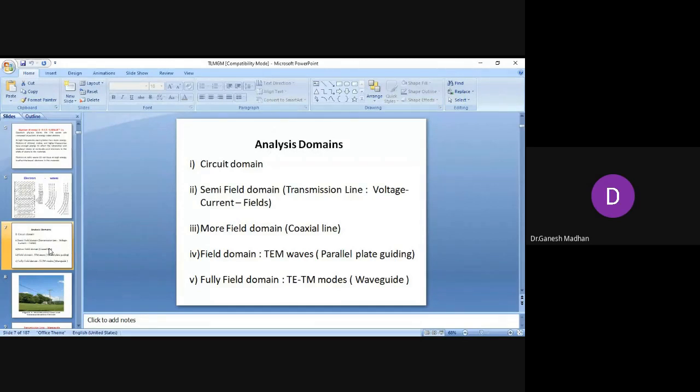So to once again conceptualize, in the circuit domain you have only t as a variable. In the field domain you have x, y, z, three space variables, and t, one more variable. So four variables you have for both electric and magnetic fields. So these are the various analysis domains that we have for the entire electronics and communication systems.